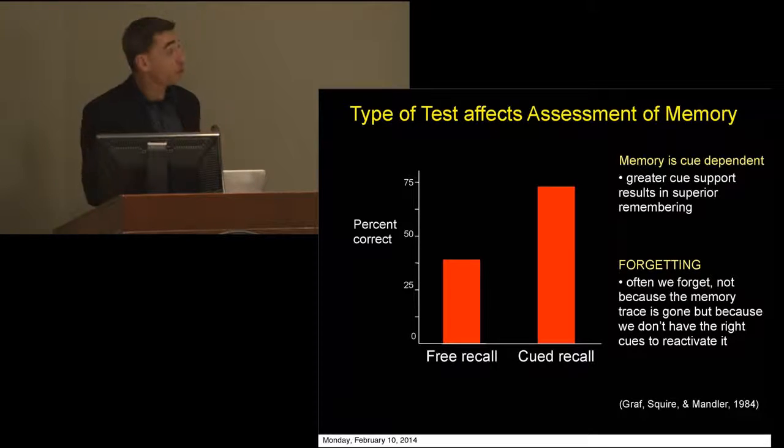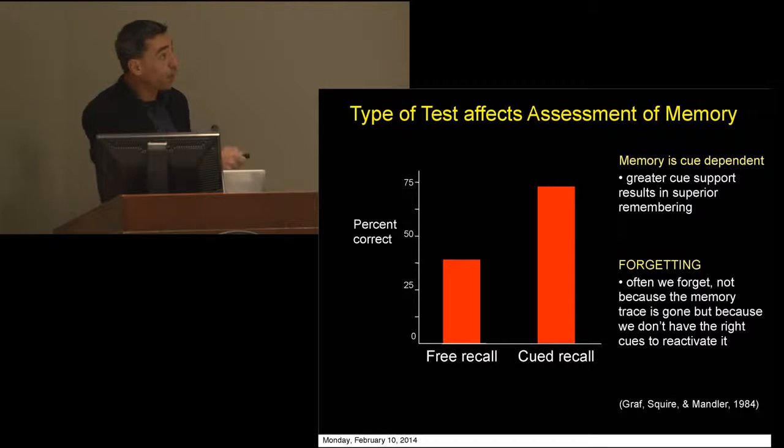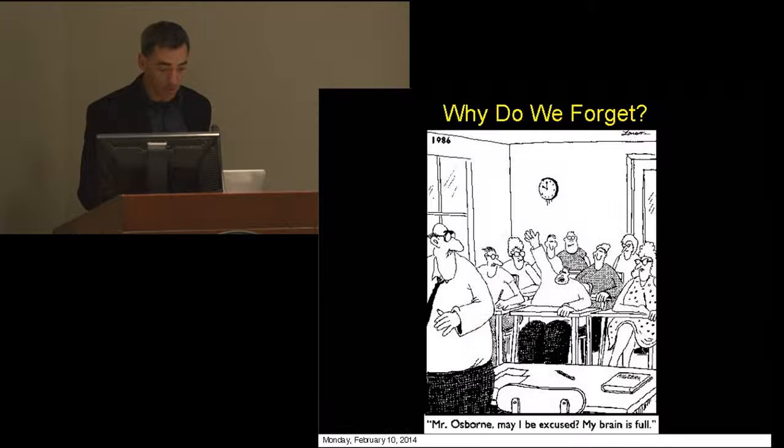That's recognition versus free recall. You can also give them helpful cues: tell me the members of the football team, et cetera. When you do cued recall, you give them additional cues, and performance, again, improves. So we know that memory is cue dependent, and therefore part of forgetting is, in fact, having the wrong cues, not having the optimal set of cues at the time of retrieval attempt.